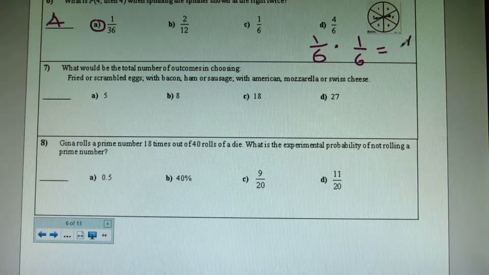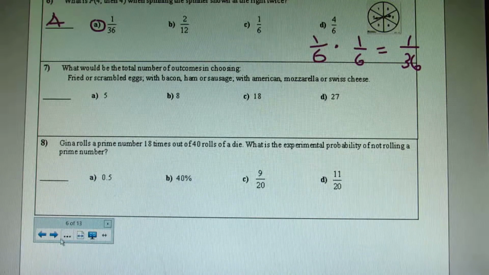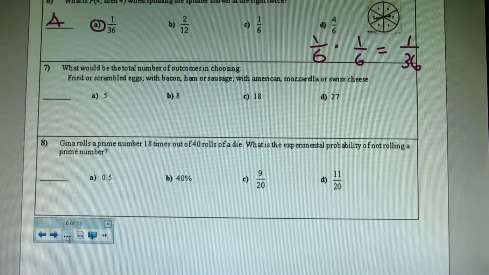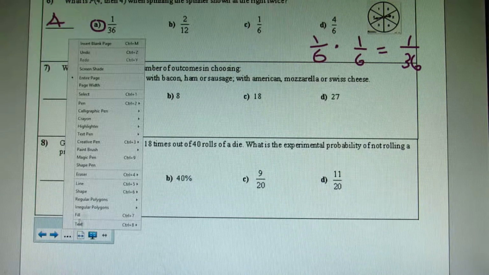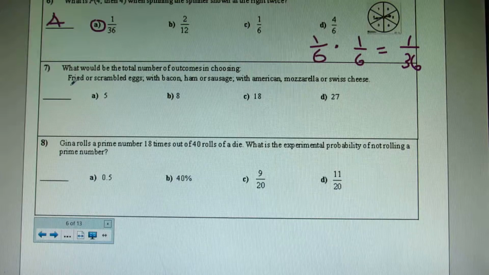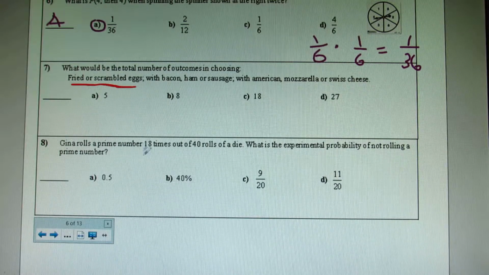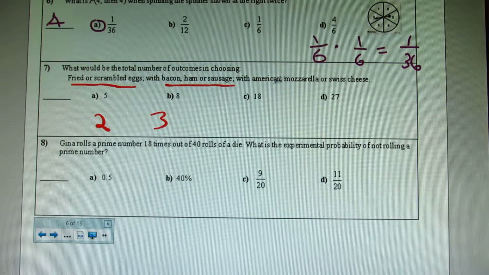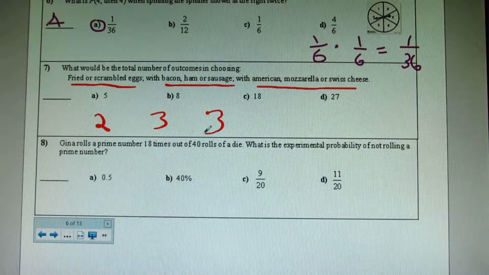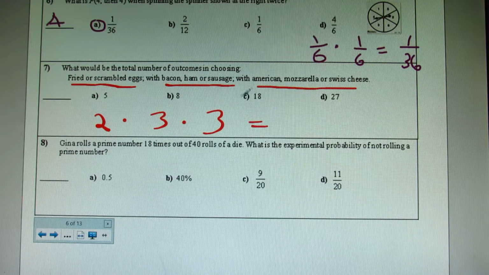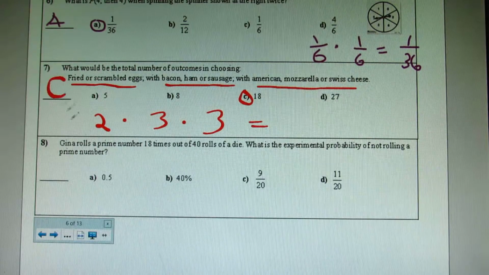Okay, next one. What would be the total outcomes in choosing fried or scrambled eggs with bacon, ham, or sausage with American, mozzarella, or Swiss cheese? Okay, that sounds like a counting principle question. Or you could have drawn a tree diagram. Here are my choices. I have to decide fried or scrambled eggs. That's 2 choices. Ham, bacon, or sausage. That's 3 choices. American, mozzarella, or Swiss. That's another 3 choices. What do I do with my choices? I multiply them. 3 times 3 is 9. 9 times 2 is 18. So my answer is choice C.